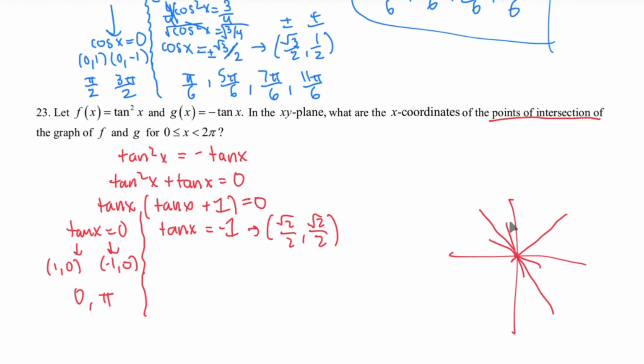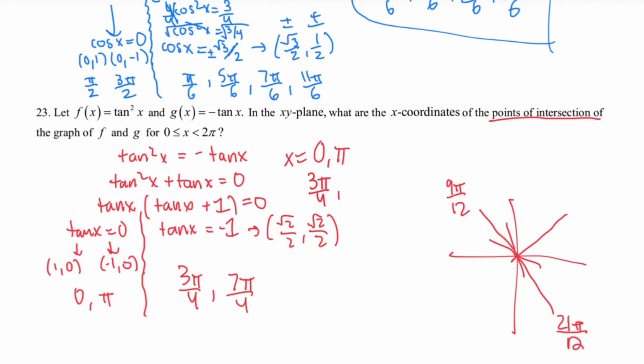So 6, 7, 8, 9 pi over 12. And then this one is 18, 19, 20, 21 pi over 12. And then we can simplify that. 9 pi over 12 can be simplified to 3 pi over 4. That has a denominator of 4, so that looks good. And then 21 pi over 12 can be simplified to 7 pi over 4. It also has a denominator of 4. So our answer is, and that is our answer.